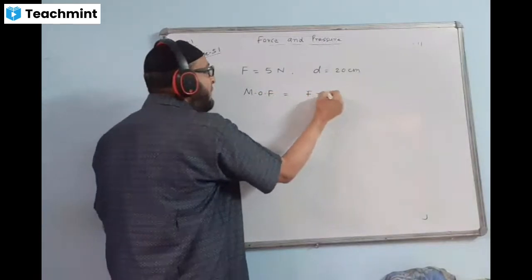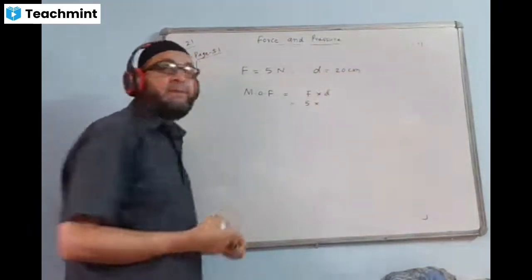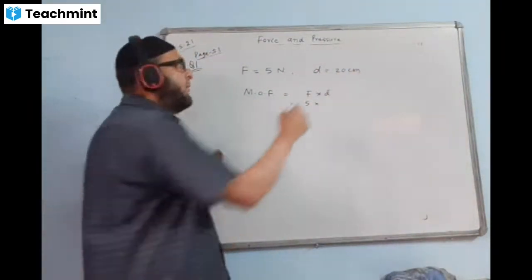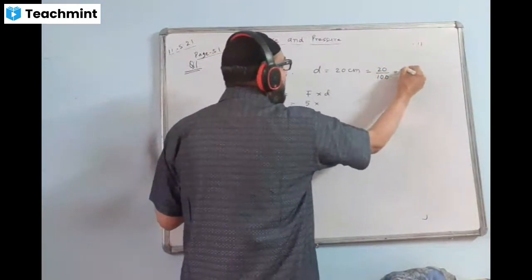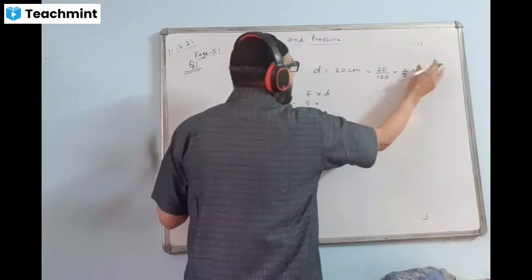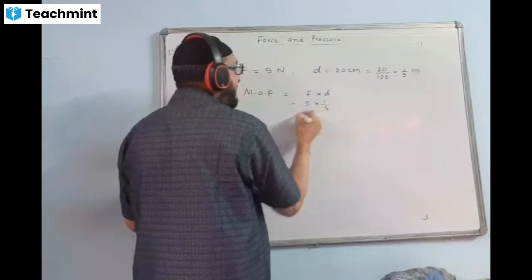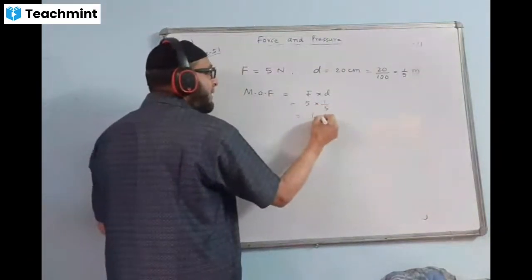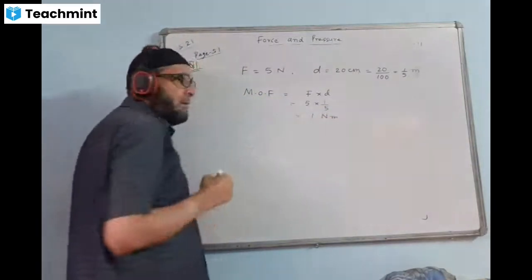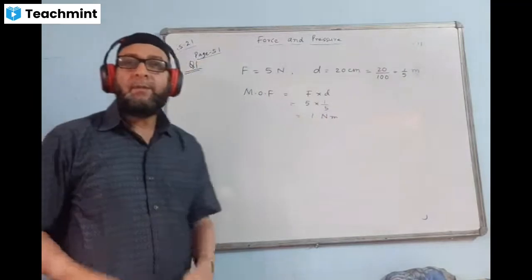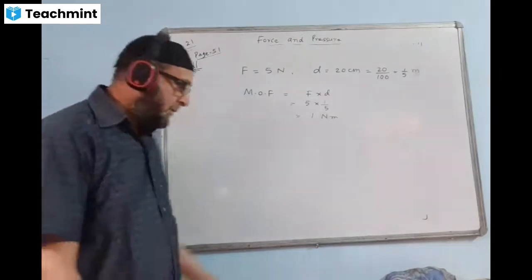Moment of force formula is F into D. Force is 5. This is centimeter, we will change it to meter. Do you know how we change centimeter to meters? 20 divided by 100. We can cancel, the answer is 1 by 5 meter. That is 5 into 1 by 5. 5 and 5 cancel, the answer is 1. And the unit of moment of force will be Newton meter, Nm. The answer is 1 Newton meter.